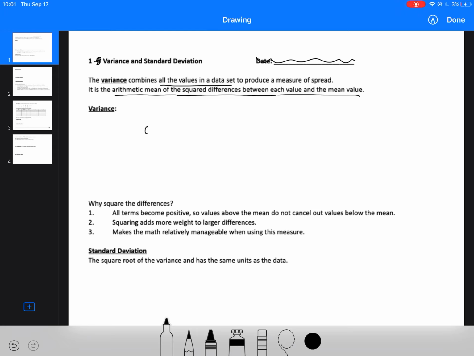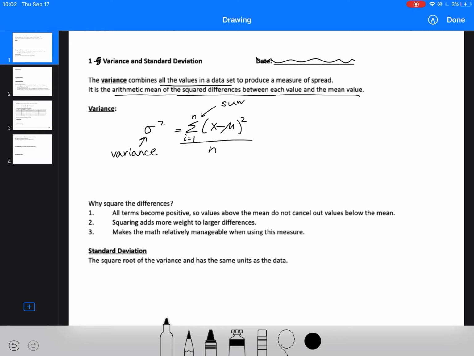And so what we're going to look at here is this equation. Sigma squared is the variance. It is the sum of all the values, starting with the first value, of x minus mu, which is the mean, squared, divided by the number of data values. So this is our variance here, sigma squared.